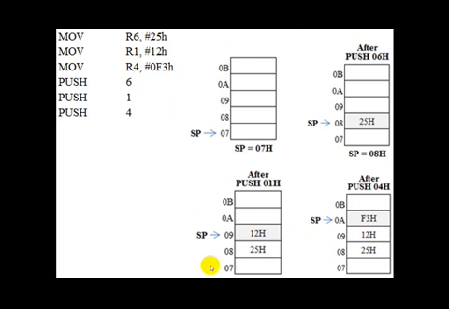So you have to draw this and show pictorially, after each push operation, what the stack pointer is pointing to and the contents. Okay, thank you.